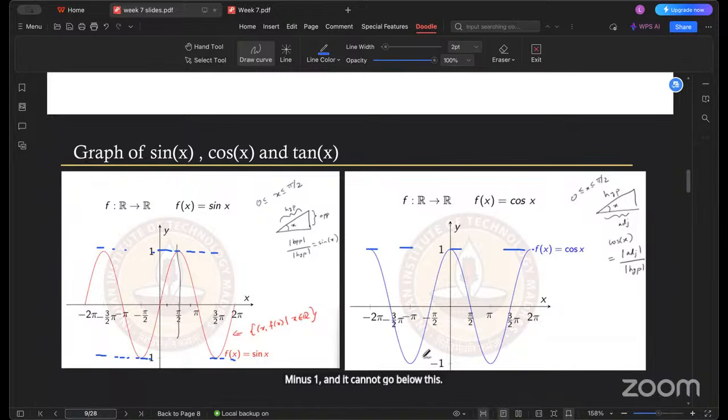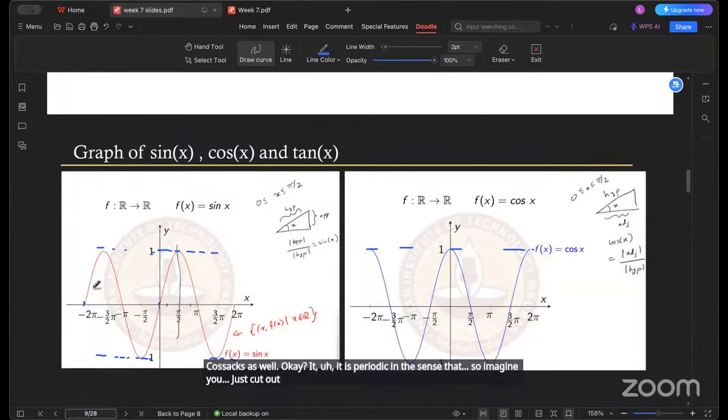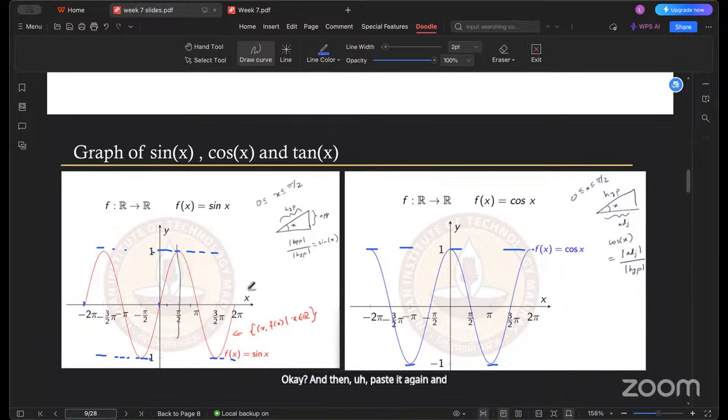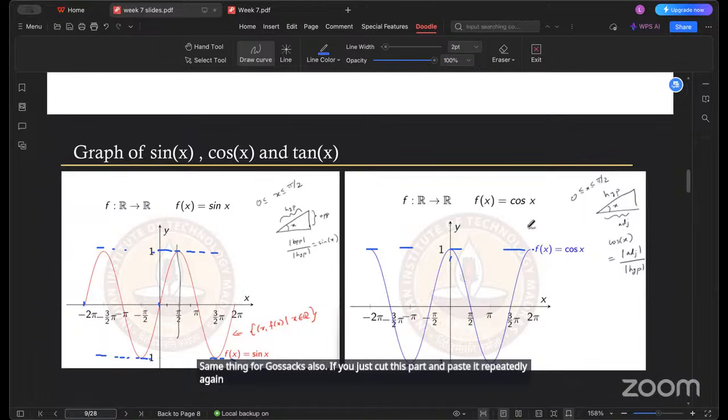Same is observed for cos x as well. It is periodic in the sense that, imagine you just cut out this part and paste it again and again, you will get the entire sin x. Same thing for cos x also. If you just cut this part and paste it repeatedly again and again, you will get the entire cos x.